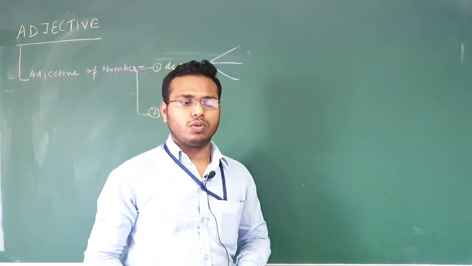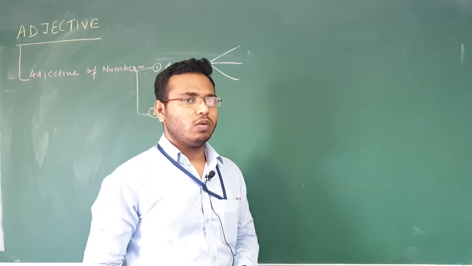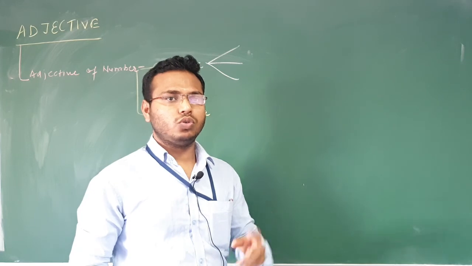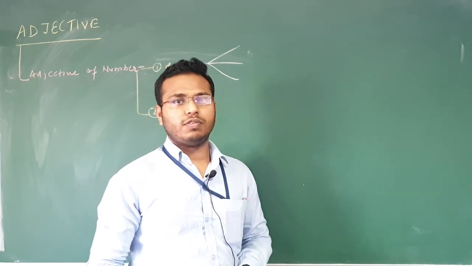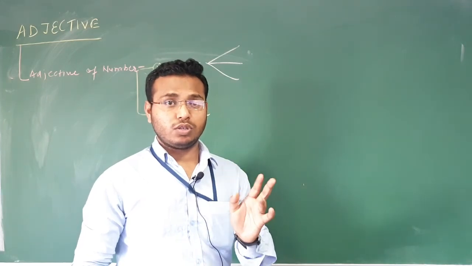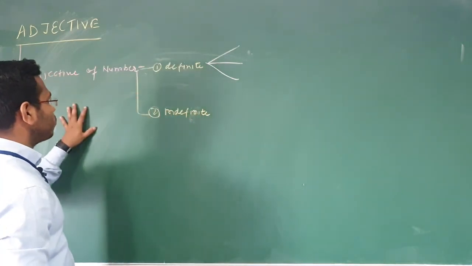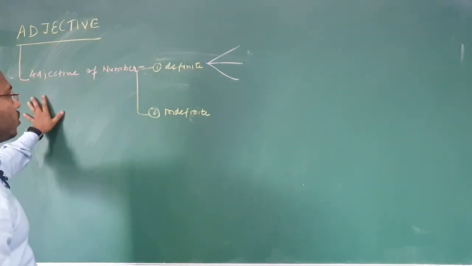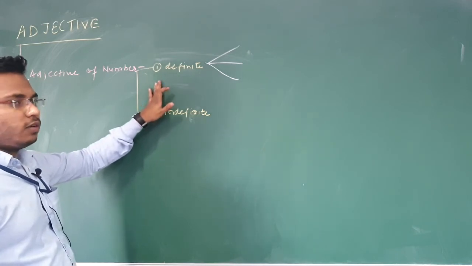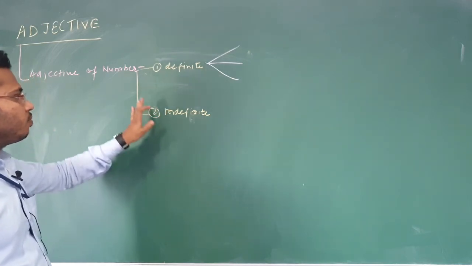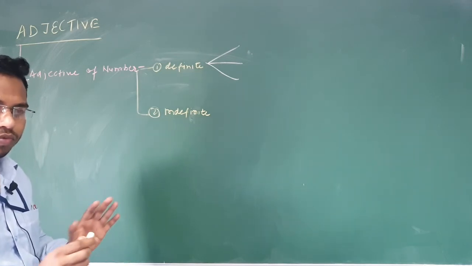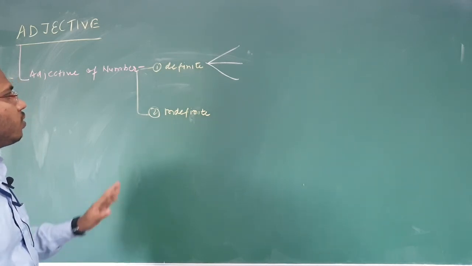Adjectives of number are those words which refer to or denote the number of a noun. For example, if I say I have two cars, two is a word referring to the number of cars. So those words will be counted under adjectives of number, and this classification can be of two types: definite and indefinite. Definite means something which is fixed. If I say two cars, it means it is completely fixed and definite.